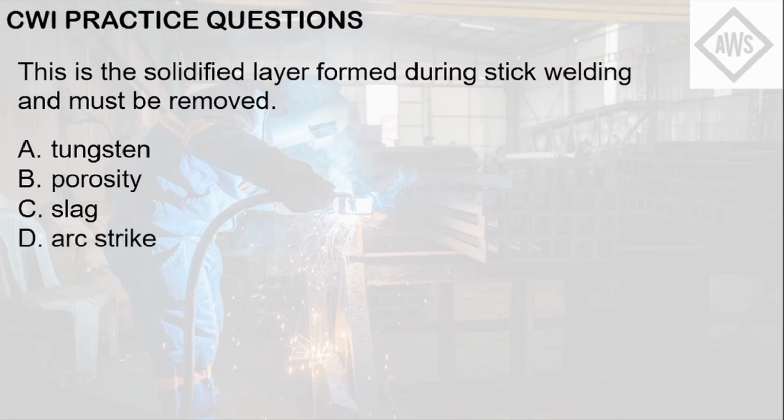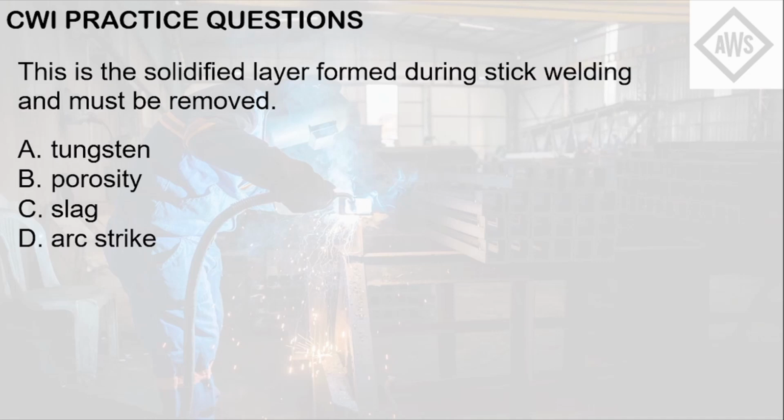So tungsten does not pertain to stick welding because the welding electrodes of stick welding do not contain tungsten. Letter B, porosity, is a weld defect caused by the entry of hydrogen molecules into the weld, producing that weld defect called porosity. Letter D, arc strike, is also another weld defect or discontinuity, the unintentional or intentional striking of the welding electrode to the base metal at or near the welded portion of the metal.